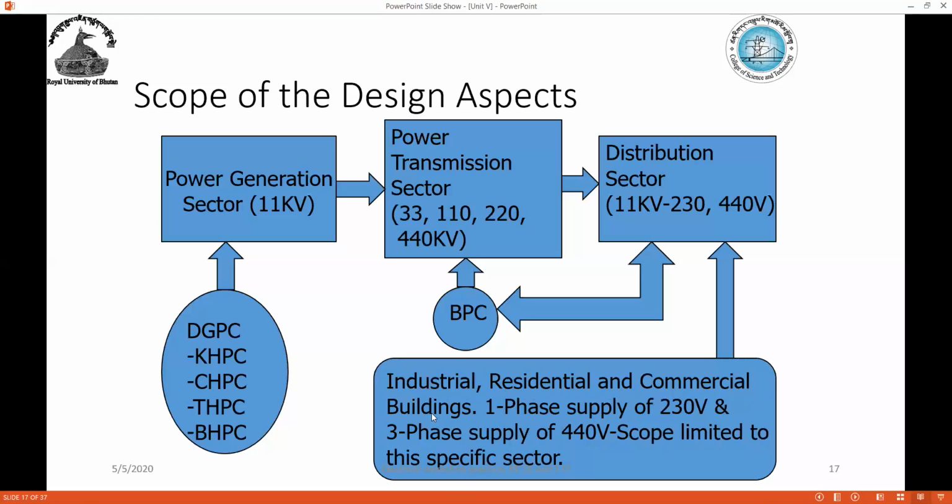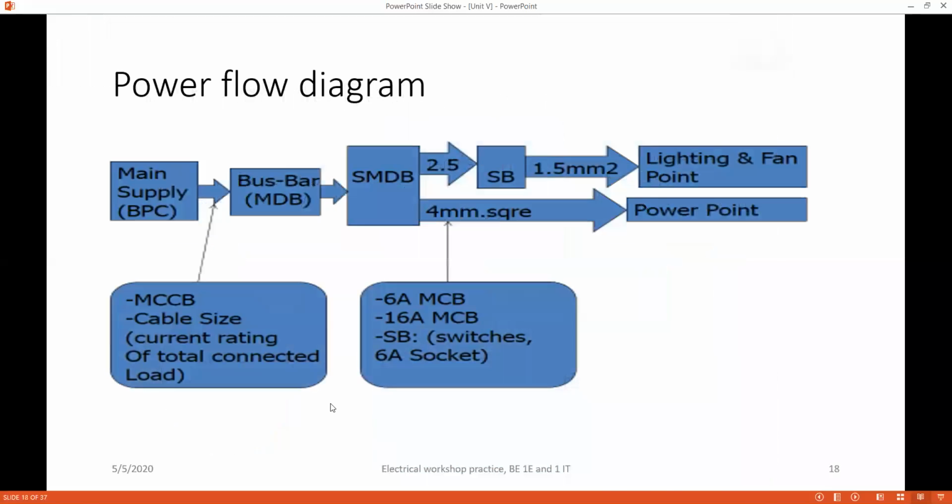And then for the power supply, we have the option of selecting two: single phase supply, which is 230 volt, and three phase supply, which is 440 volt. Our choices are limited to only these two voltages, the low voltage. Now this is the power flow diagram that we have while doing the electrical wirings. From the BPC, in the distribution sector, we have low voltage 230 volt and 440 volt for the single phase and the three phase respectively.